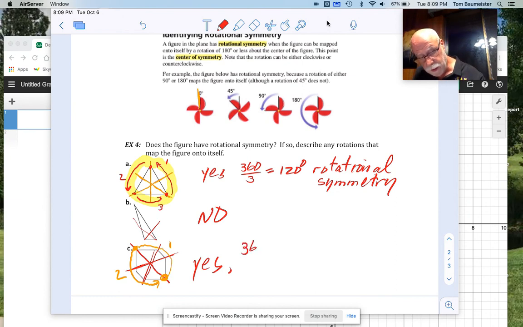So I'm going to say 360 divided by 2 this time, because I only have 2 arrows. So 360 divided by 2 is 180. So this one will have 180 degrees rotational symmetry, which again is different than line symmetry.